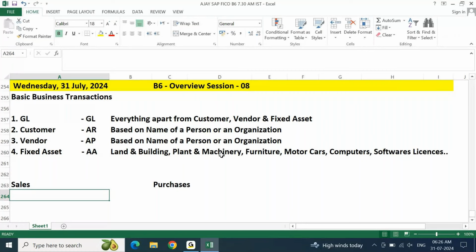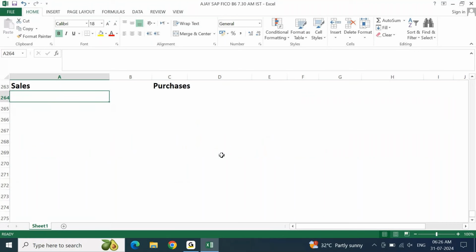But it is always recommended you understand purchases first and then go to sales, because purchases is very easy to understand, and based on purchases, sales is even easier. The other way around, if you come from sales to purchases, you may find unnecessary confusion. Now, when you're talking about sales, sales is all about customer. You do sales with customer.